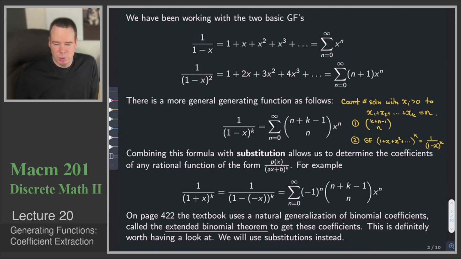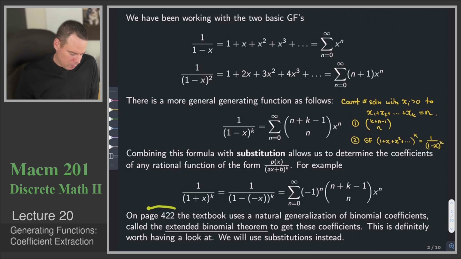Now with substitution, we can replace x with various things, so multiples of x, negative x, 2 times x, and so on. We can then just update the right-hand side to get the various coefficients we need. So through substitution, we can get power series expansions for lots of things of this form.